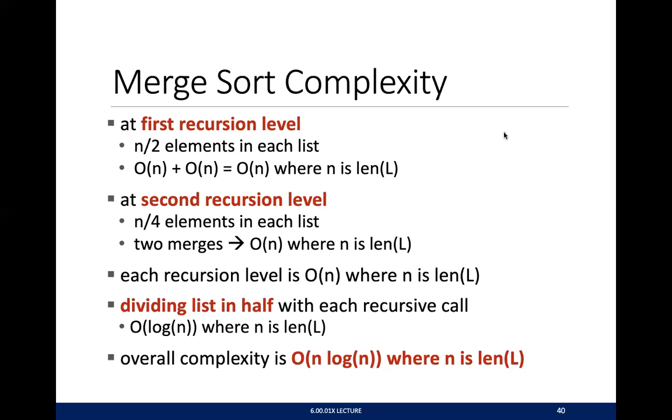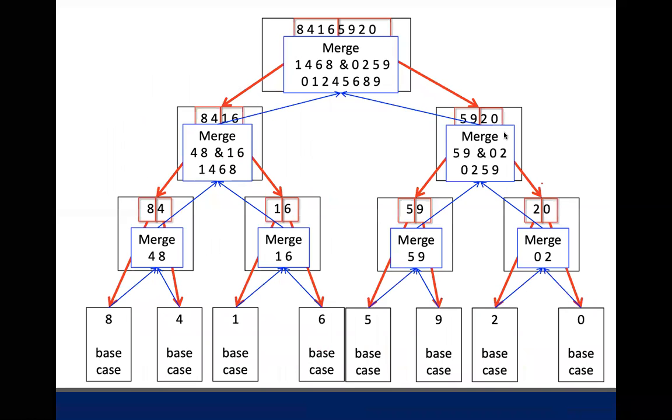And at each recursion level, I increase the number of sublists that I have to merge, but I decrease the size of each sublist. So at every level I do big O of n operations. Now, dividing the list in half, how many levels do I have? That's big O of log n. So I have big O of log n levels, which gives log n times n. So this algorithm is n log n.